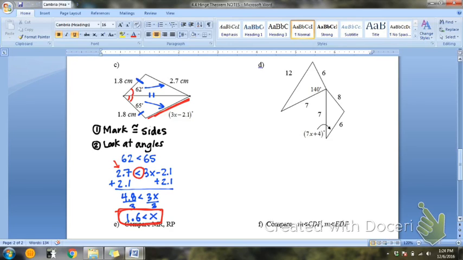All right, let's check letter D. First step is to do what? What's always the first step? Mark two sides that are congruent. Do that on letter D.